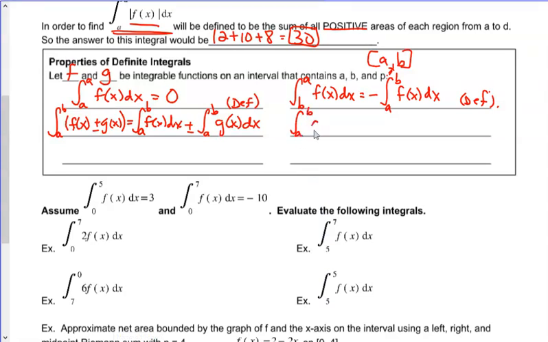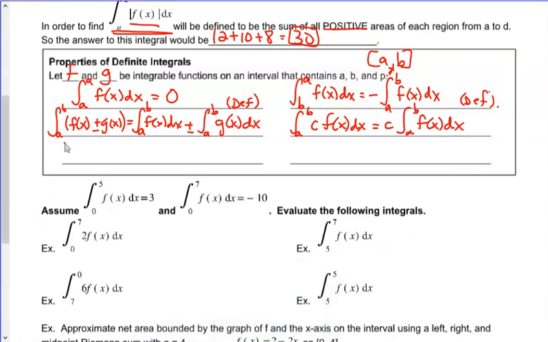All right, next one, from a to b of c times f of x dx. So I have a constant that is timesing by a function. Same with sigma notation, same with limits and all that kind of stuff. We can take that c out front and then do the integral of a to b of f of x dx.